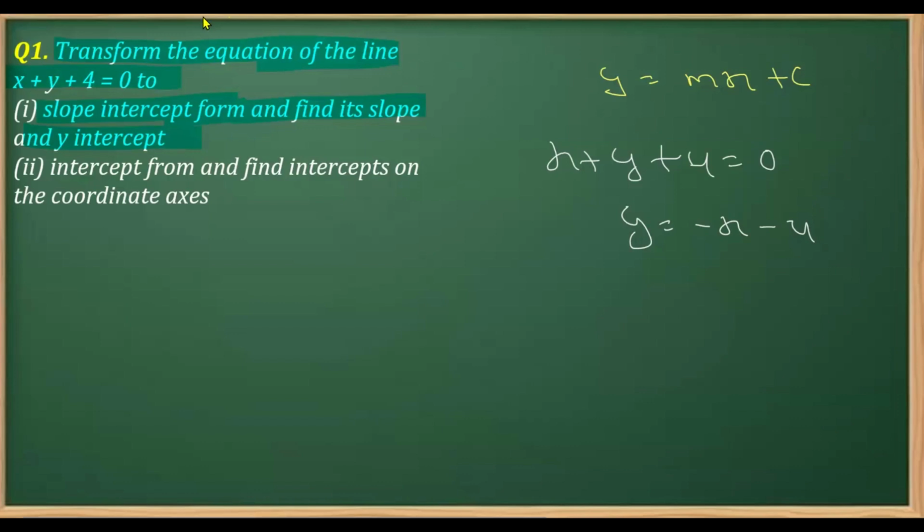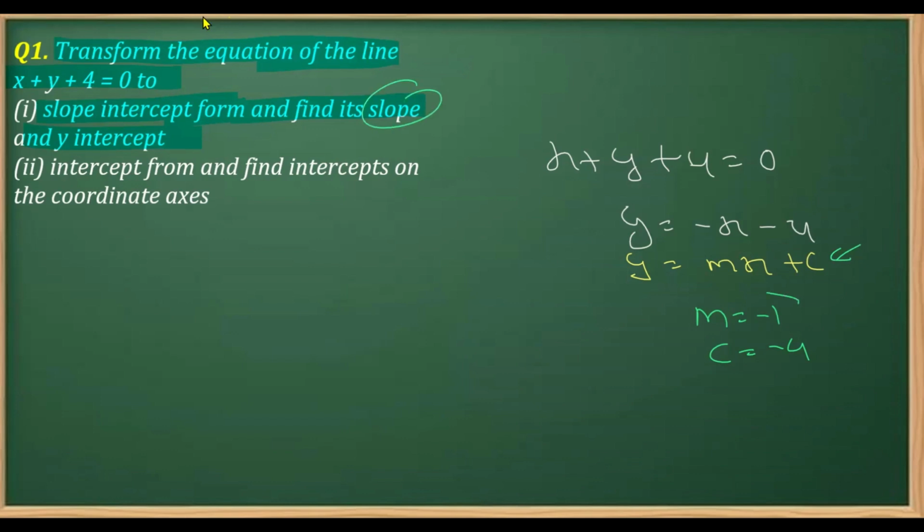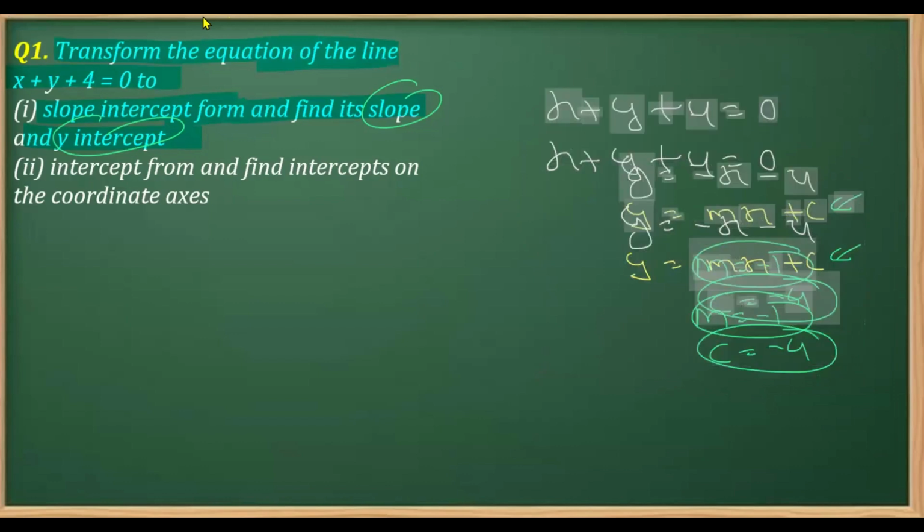Now comparing this equation with this form, that is y is equal to mx plus c, you can figure out that m is equal to minus 1 and c is equal to minus 4. So we have found the equation, and then the slope clearly is minus 1, and the y-intercept is minus 4. So this is the first part of the question.